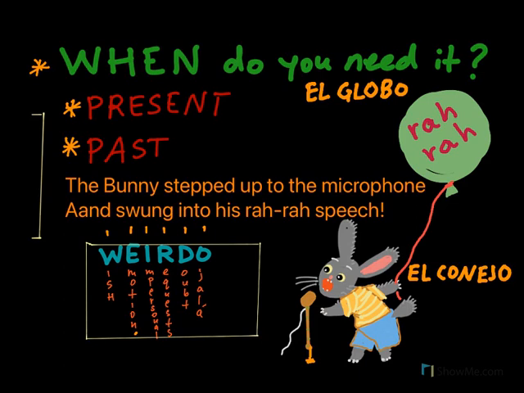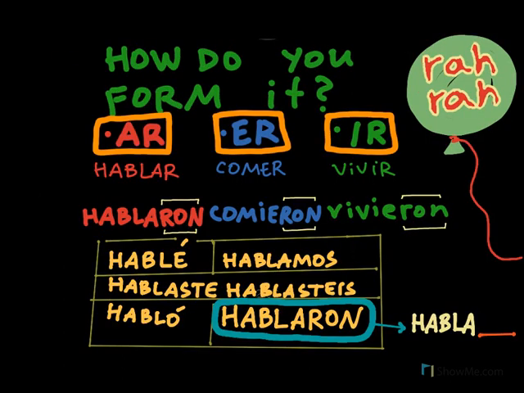All right? So you have here the globo, and I'm preparing you for the rah concept because we're going to use that for creating the past subjunctive. And then you have here el conejo, our friend with the darker side, the one that likes football very much. The bunny stepped up to the microphone and swung into his rah-rah speech. All right. So how do you form that past subjunctive? You form it in a very simple way. Remember that in Spanish there are three kinds of verbs: AR verbs, ER verbs, and IR verbs. For all three of them, the past subjunctive will be created in the same way.